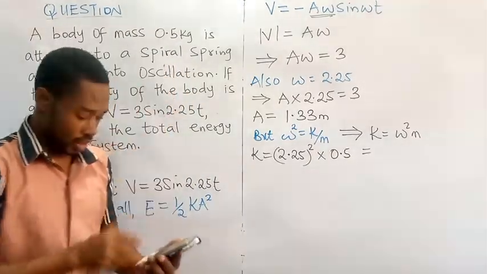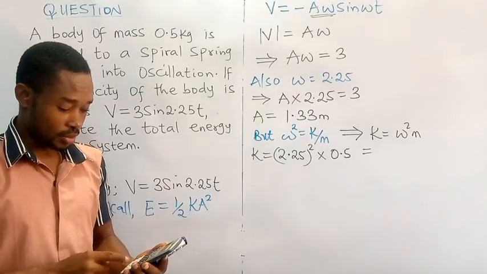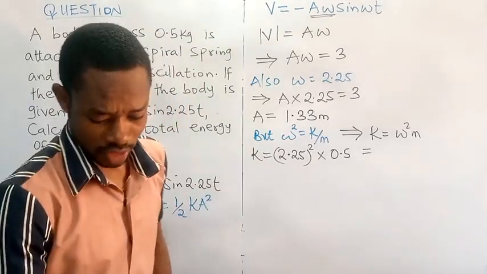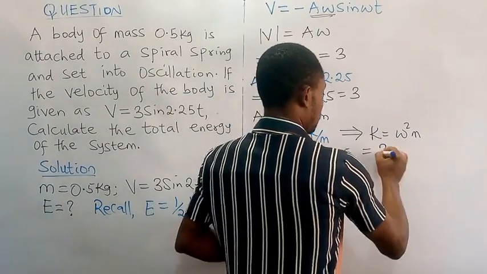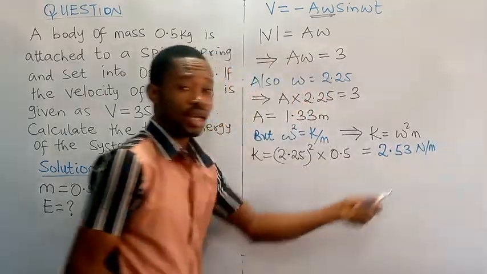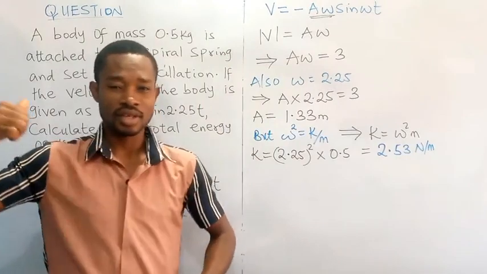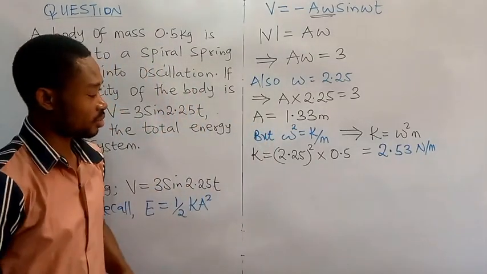Let's find out. We're going to square 2.25 and then multiply by 0.5. So do that and then you get 2.53. That's the value of K. 2.53, and the unit is Newton per meter. Now that guy is the spring constant, the elastic constant. So you can take your mind back to Hooke's law of elasticity. The unit of that guy is Newton per meter.